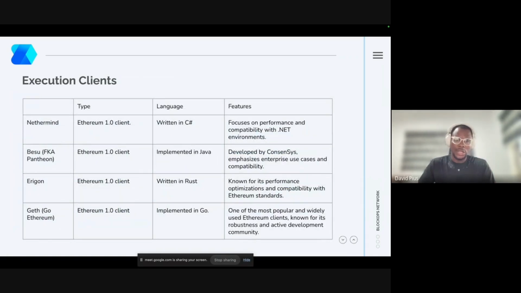Execution client here. We have different types of execution clients: Nethermind, Besu, Erigon, Geth. These are also the languages they are written in: Nethermind in C, Besu in Java, Erigon in Rust, Geth in Go, right? Just like I said, they have a few features that make them not really better than the others, depending on what you want to achieve. They literally do the same thing.